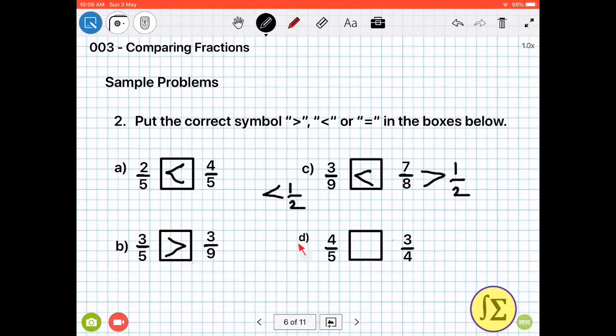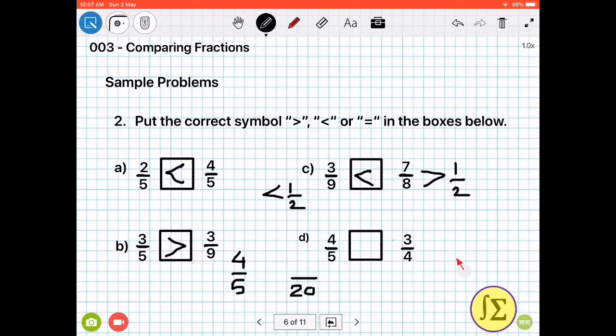Okay, D. 4 over 5 compared against 3 over 4. Okay, we have two fractions which have a value more than half, but the denominators are not the same, right? So what we have to do first is to create equivalent fractions with the same denominator. What would that denominator be? As mentioned earlier, that denominator will be 5 multiplied with 4, 20, right? So 4 over 5, we have to convert it to an equivalent fraction with the denominator of 20.